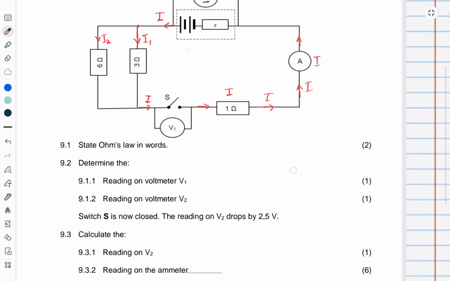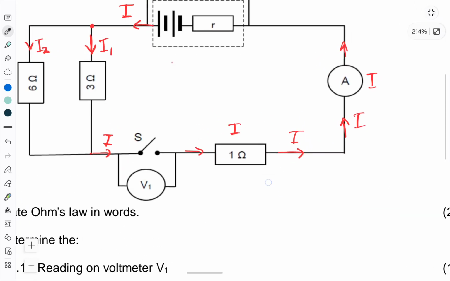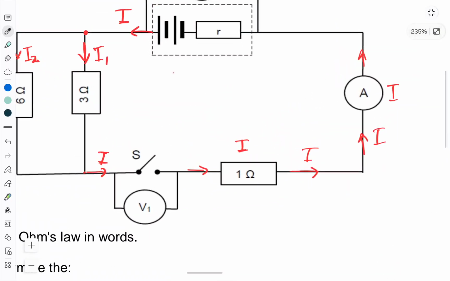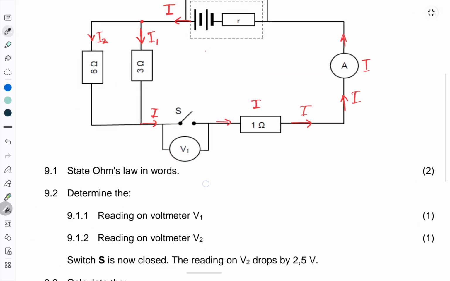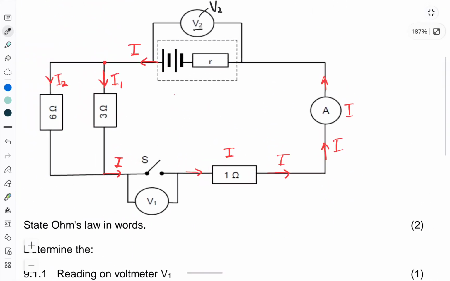This is an interesting question because this switch is open. If this switch is open, what normally happens is, since there is no current flowing, V1 will measure the EMF. Let me repeat. Since the switch is open and there's no current flowing, V1 will measure the EMF. But how does it work?